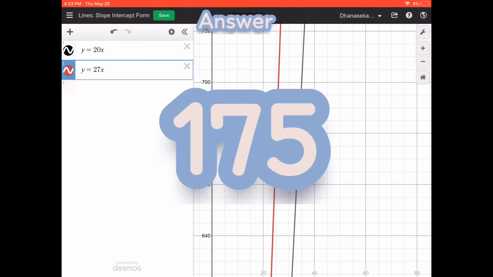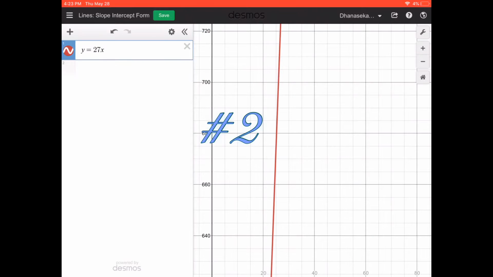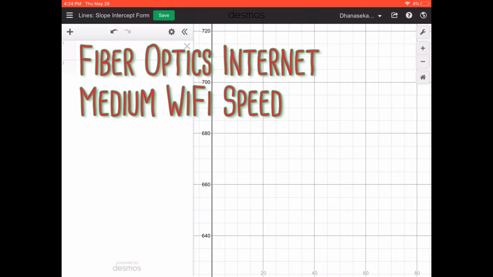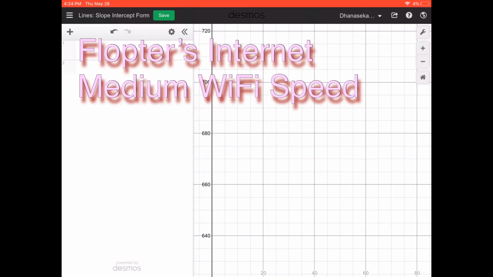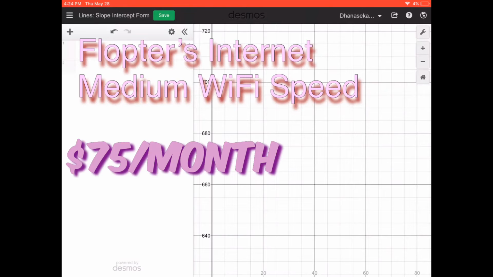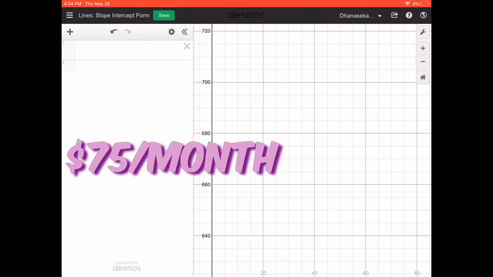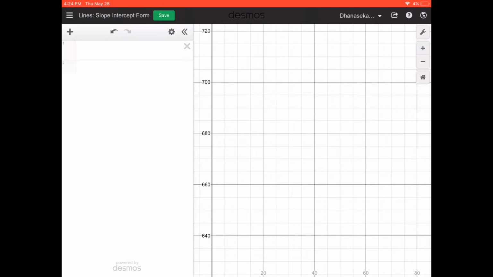Next one. Now let's go to number 2. Robert is looking to get a new internet package. He sees two options. Fiber optics internet has the medium Wi-Fi speed, in which he has to pay $80 a month, while Flopbear's internet has the medium Wi-Fi speed package for $75 a month and a $25 fee for installation. Robert decides to use one of these packages for 1 year. Which one should Robert pick?